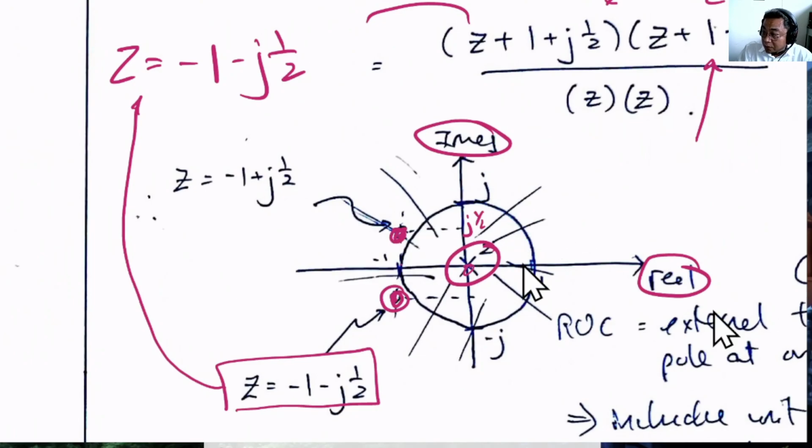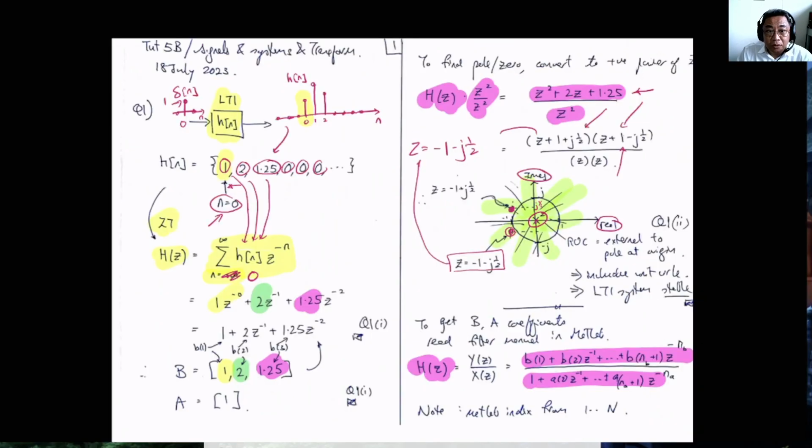And now you want to draw the region of convergence. The region of convergence is the region external to the pole, because this is a causal filter. In this case, the pole is at the origin. So we should draw everything outside this pole, and in fact it covers everything except the point where z equals 0. So here I explain question 1a. Thank you.